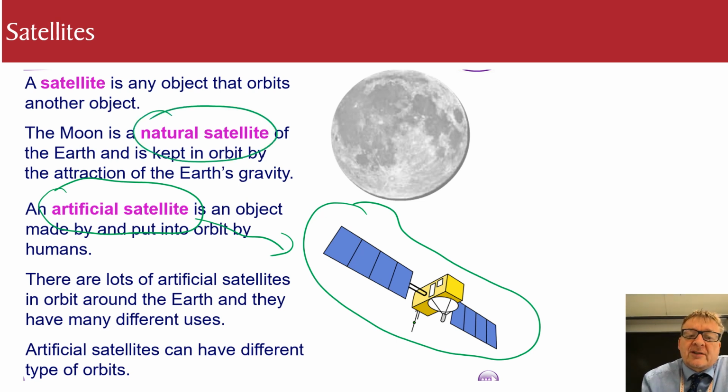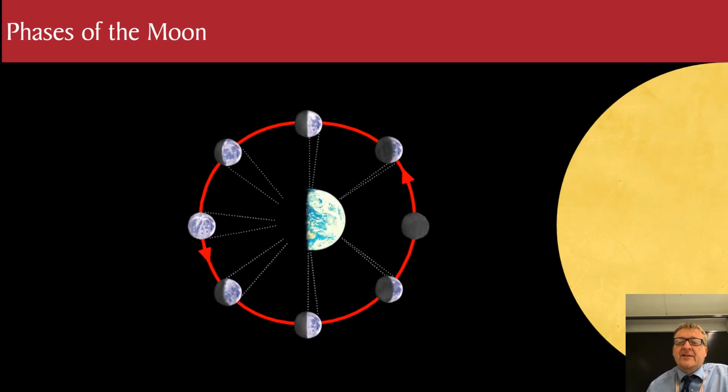Natural satellites. Our natural satellite is the moon. What that does is it's continuously going around the Earth, and it just keeps on orbiting. So our natural satellite is the moon, and artificial satellites are things like those for communication.